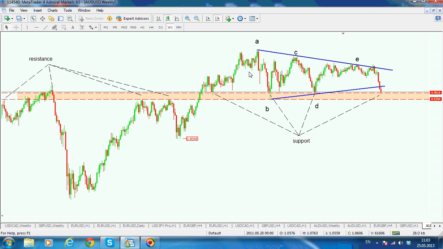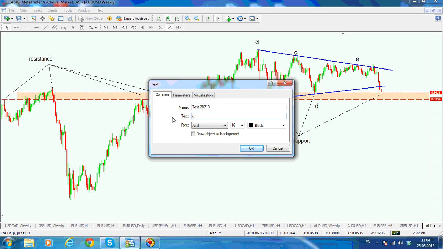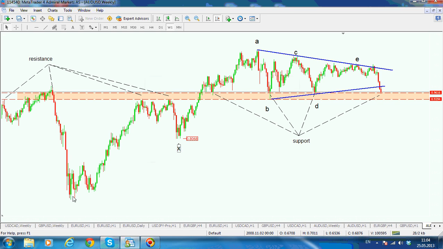And in this case with A, B, C, D, E, that would mean that this is an X wave, okay? So this would mean that this is an X wave, and all this structure here was another A, B, C, then X and then A, B, C, D, E. This is the second scenario that might be for this contracting triangle, but yet again this area needs to be broken.